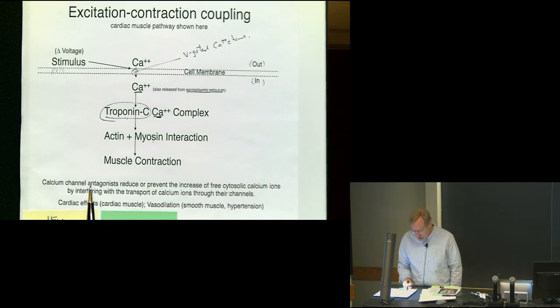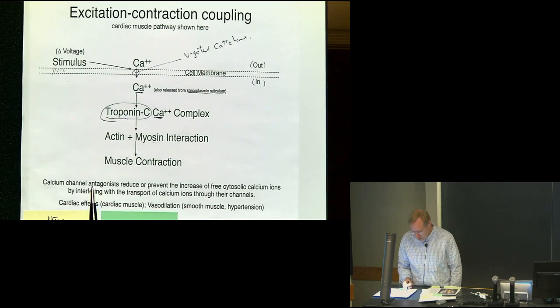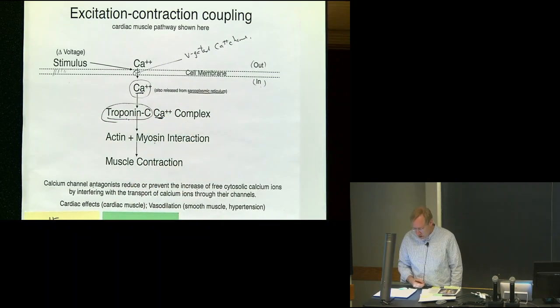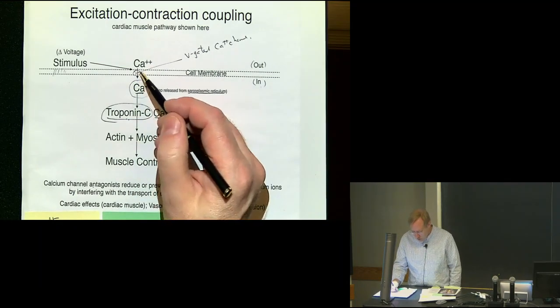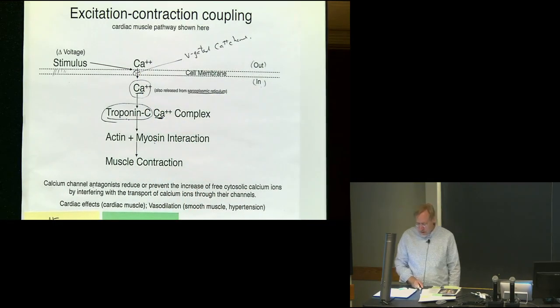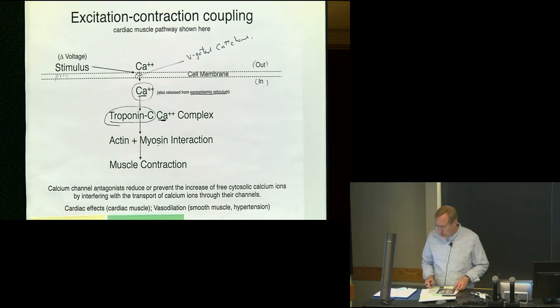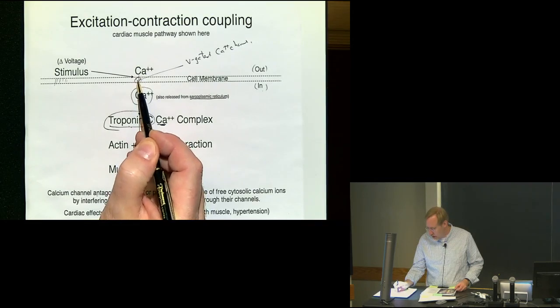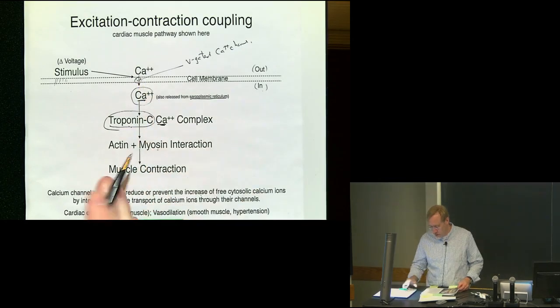Now, calcium channel antagonists, or blockers, reduce or prevent the increase of this free cytosolic calcium by interfering with their transport through these channels. So you get effects in the heart and also in the smooth muscle that use some of these pathways as well. All right, let's focus now on this voltage-gated calcium ion channel, because that's the target of these therapeutics.